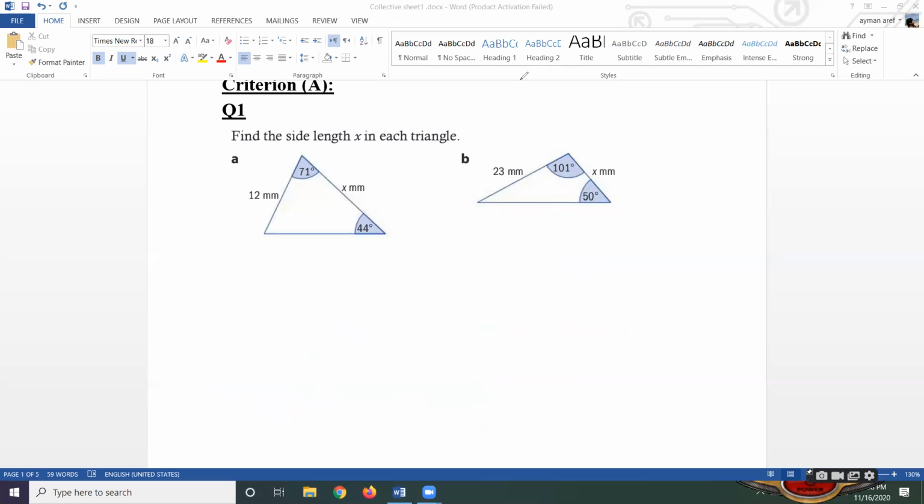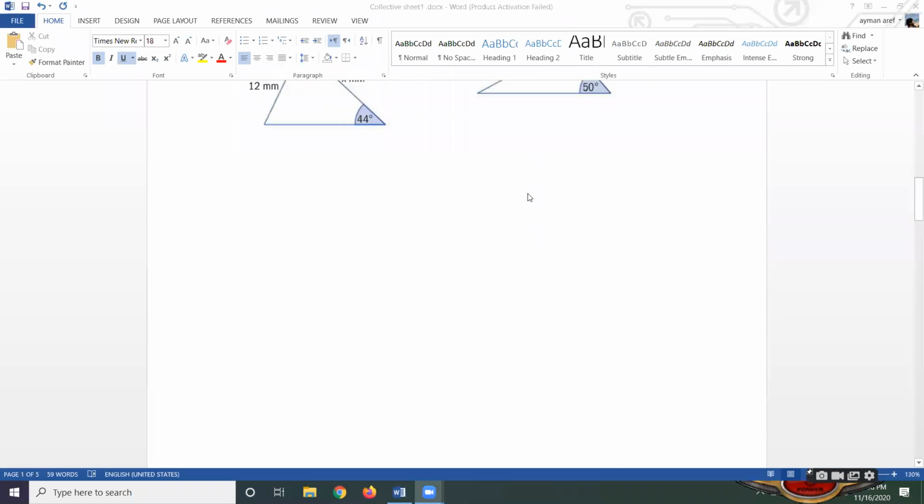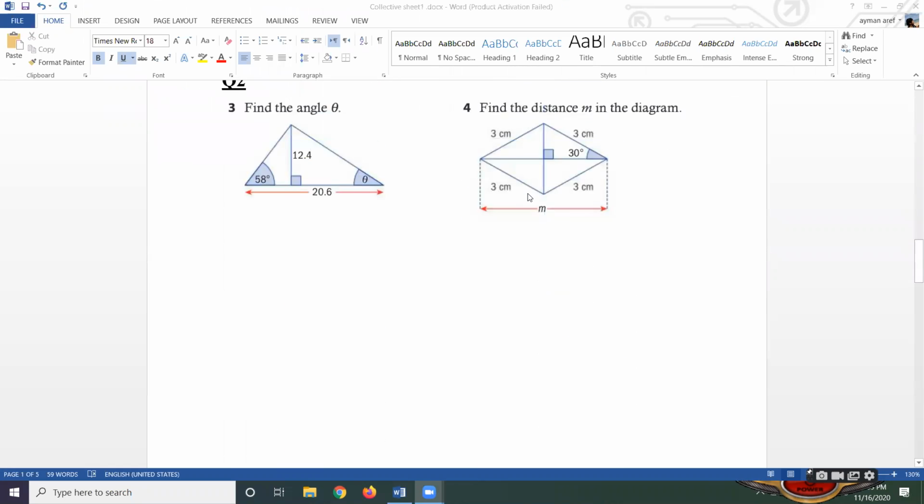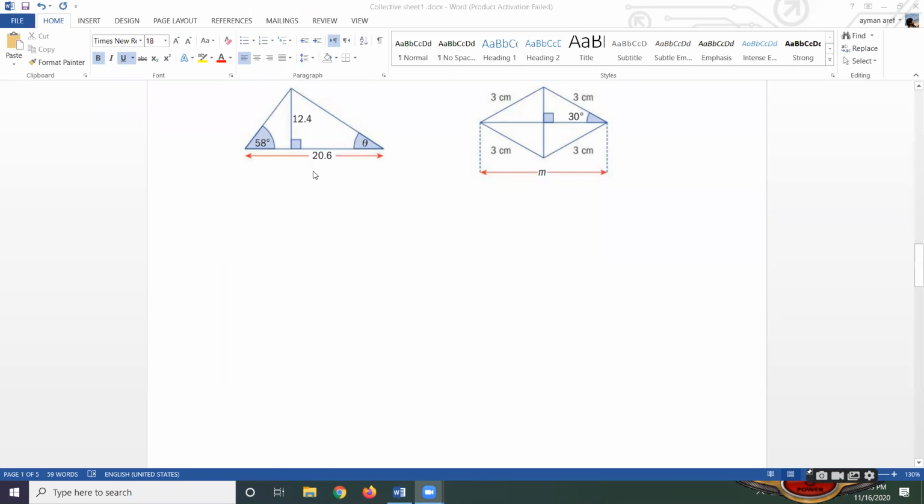Okay, now we will move on to solve question 2. Here, in question 2, we have to find the angle theta, and here we need to find the distance m in the diagram. For the first part, find the angle theta, we will take our time to think about it. How can we find the value of angle theta? We need to find at least the adjacent and the opposite.